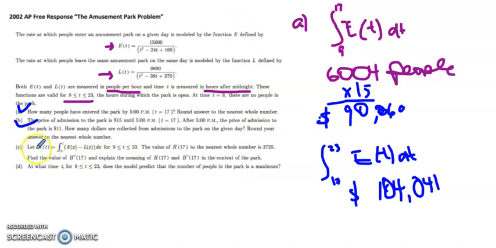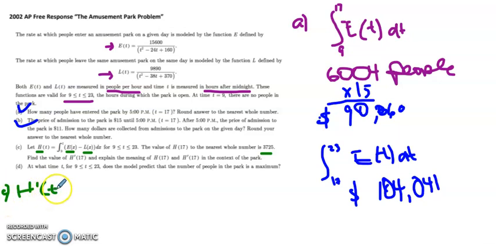So now they're saying H is basically the rate in E minus the rate out L during the entire day, 9 a.m. to 11 p.m. They're telling us that the value of H of 17 to the nearest whole number is 3725. They want us to find H prime of 17 and explain the meaning of both H of 17 and H prime of 17. So H prime, what we're going to do here is label this C.